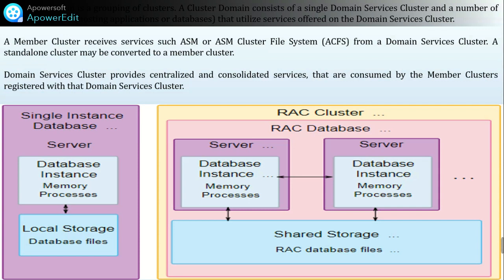Here is a single instance database: server, database instance, memory, process, and local storage, database files. RAC cluster, RAC database: server, database instance, memory, process, and another instance, server, database instance, memory, process. Here is the shared storage, RAC database files. We'll go to the next slide.